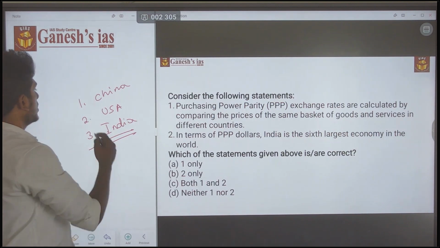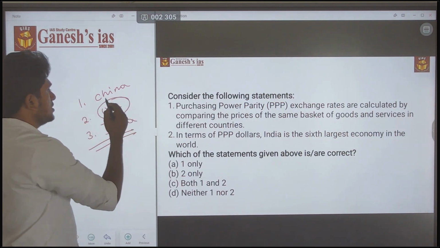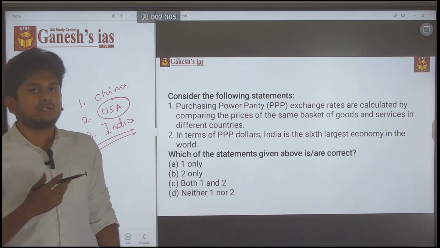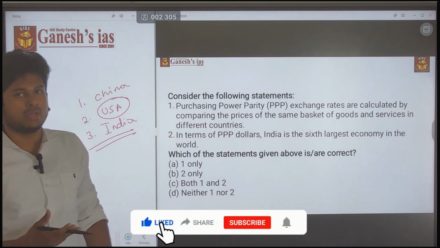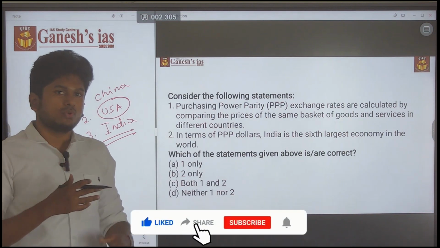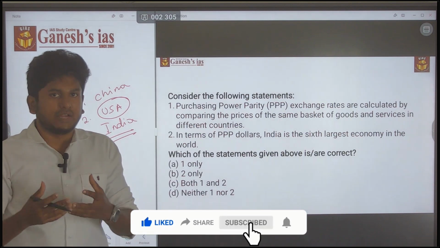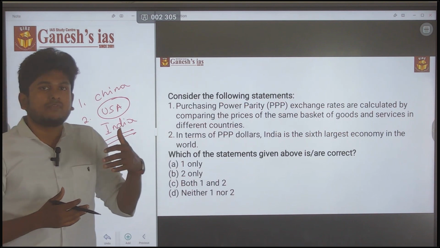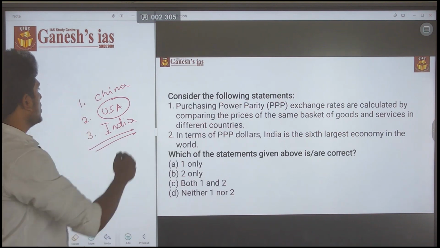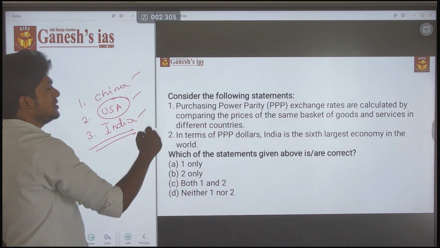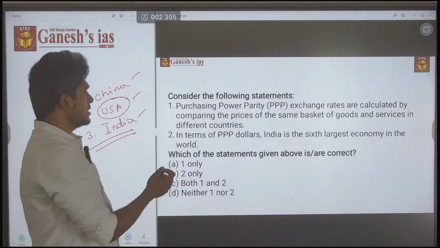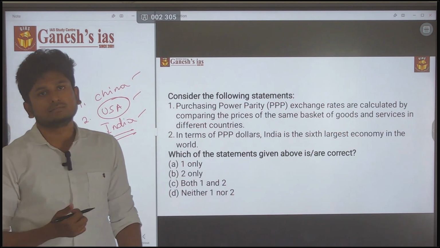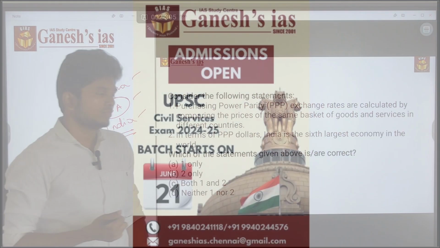Even the US is in the second level, because a lot of countries follow trade with the US dollar only. So even compared to the global level of trade in dollar value, the US itself is in the second level in purchasing power parity. So first China, second USA, third India. By that, the second statement is wrong. The first statement is right, so the answer is A only. Thank you.